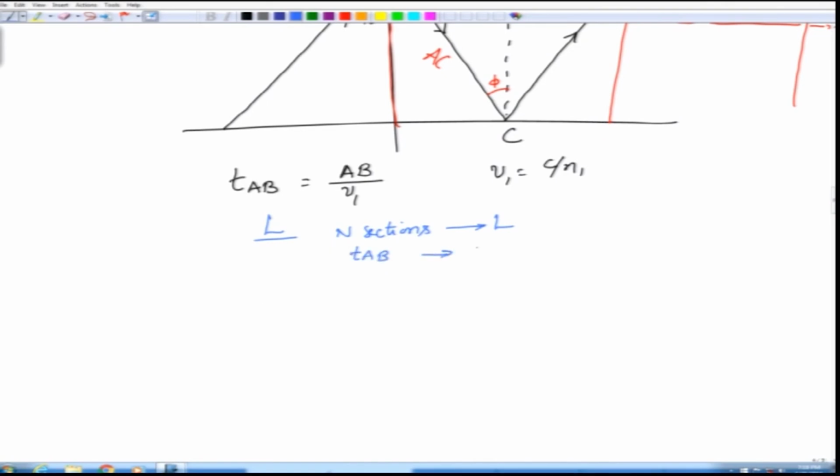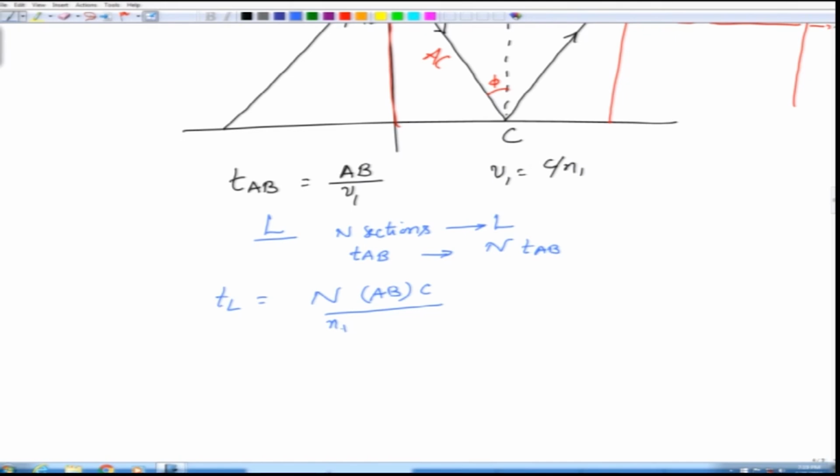Therefore, the total time taken here will get multiplied by the number of sections, and this becomes n times TAB. So, what is TAB here for the overall time length? If you call this the propagation time TL, it is given by the number of sections n, the length with which one section is traversed, which is the distance AB, and the velocity with which it has traversed, which is C by N1, that is the velocity V1. So, it is divided by V1.